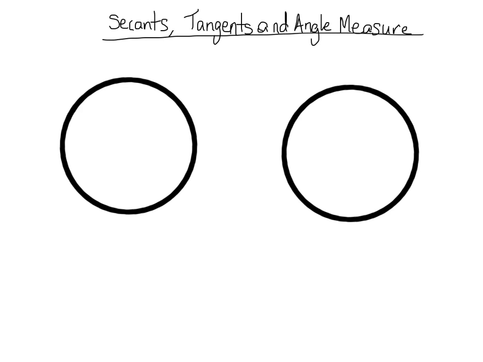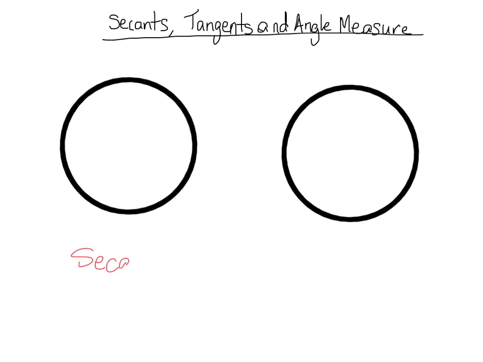In this video, we'll be talking about secants and tangents, and we're going to also talk about the angles that these secants and tangents make when they intersect. First inside the circle, then on the circle, and then finally outside the circle. So let's start off by talking about what a secant is.